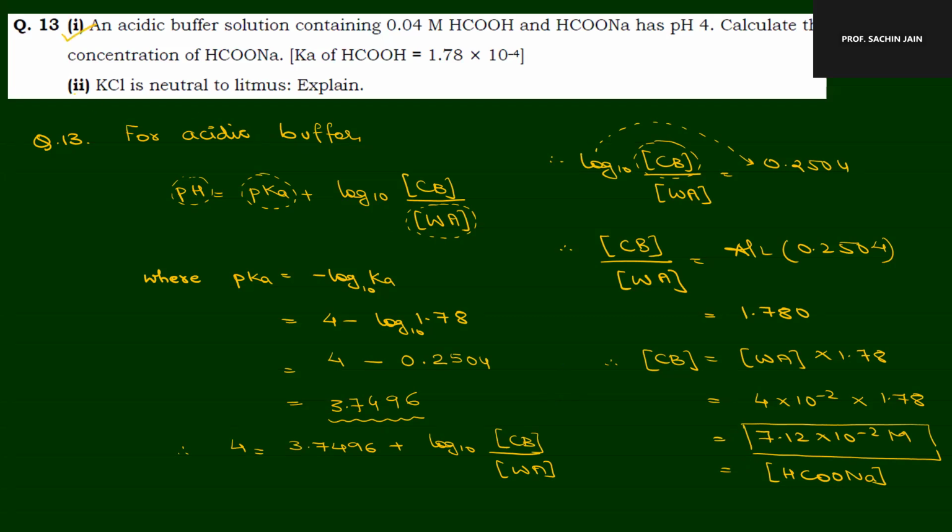Then in the second part, KCl is neutral to litmus. This is similar to the copper sulfate question, where I explained how to attempt the two parts of 2 marks. In this case, KCl is a salt of a strong base and a strong acid. So no ion will hydrolyse, the water equilibrium will not be disturbed, H⁺ and OH⁻ will be equal, and pH will be equal to 7. Hence it is neutral. So that explanation you have to give over here.